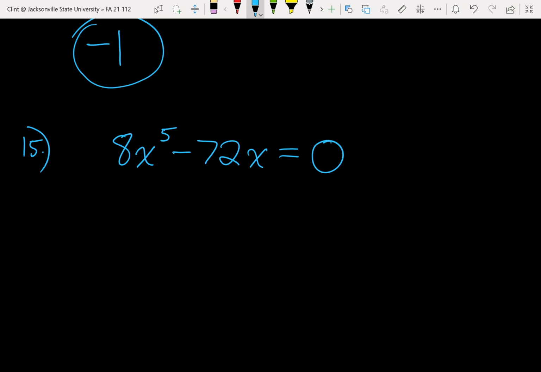Okay, so here, what do we have in common? Yeah, 8 does go in, and if you didn't see that, it'll work itself out. But then what else? An x, yeah. If you just took out the x, it'll end up working itself out, okay? But getting the x out's the important part. Okay, and then that leaves us with x to the 4th, okay, minus 9.